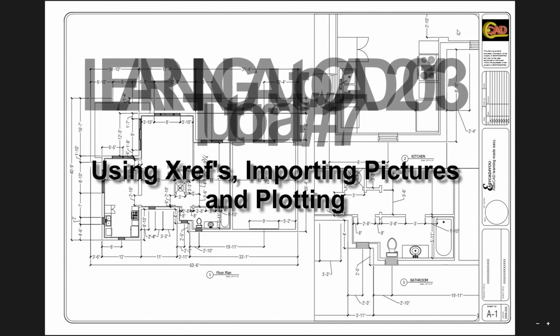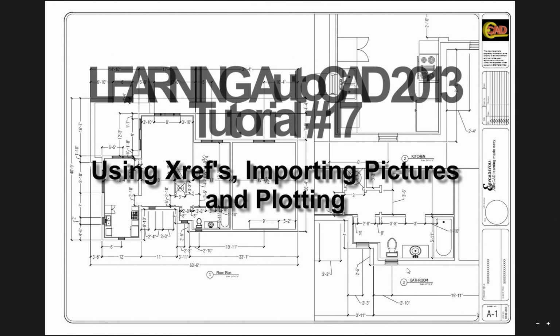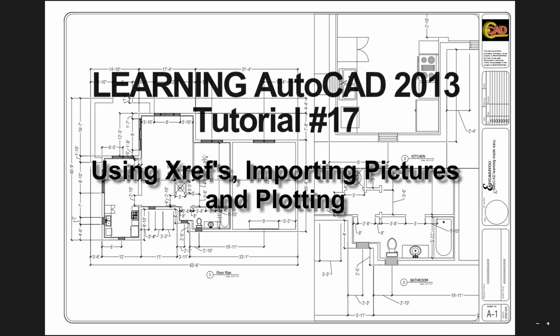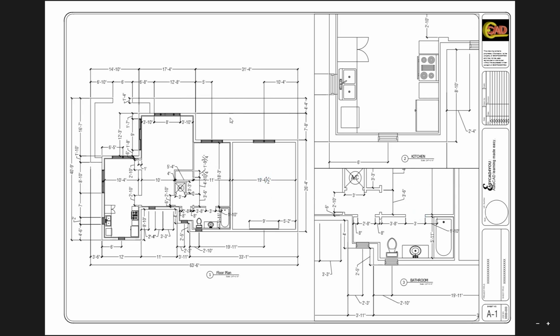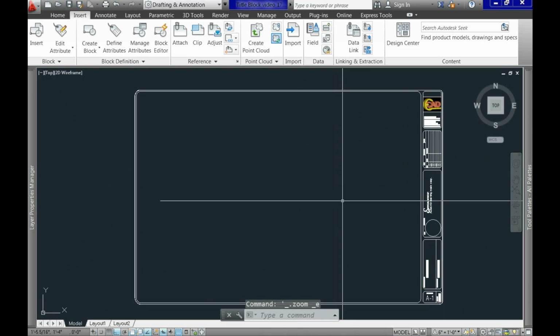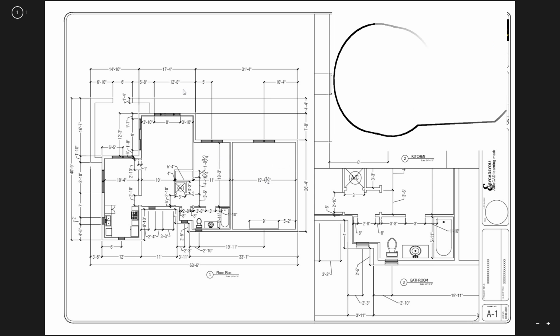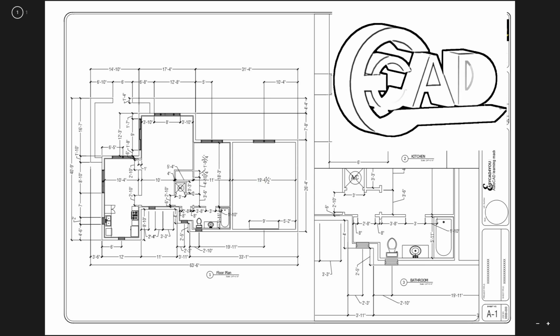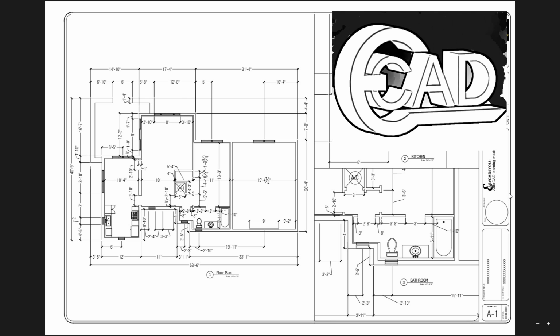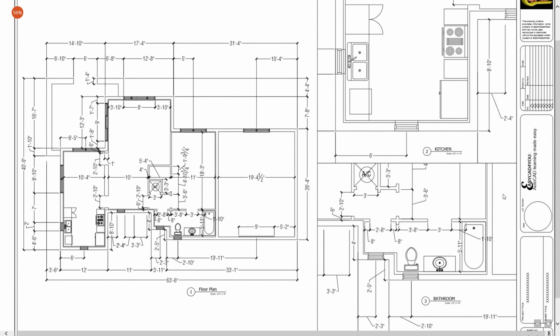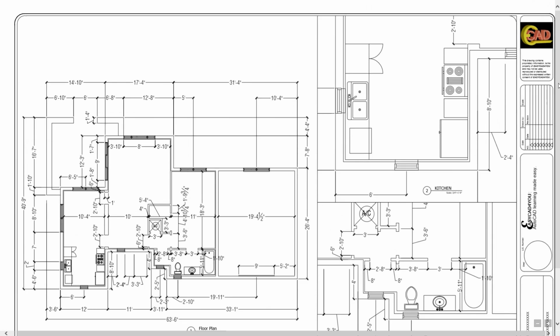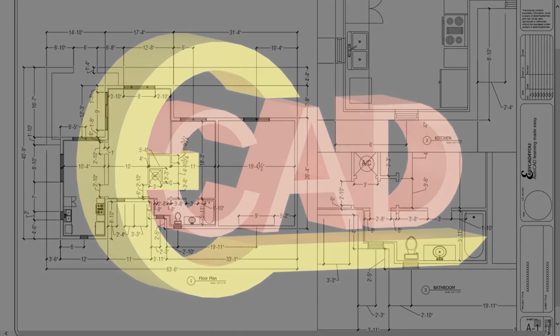Hi and welcome to Learning AutoCAD 2013 tutorial number 17. Today we'll print our little house project, but before that we'll learn how to add a title block to our plan. We'll do it by importing objects like pictures and using external references, or the Xrefs. And finally, we'll close this video by printing our layout or sheet of paper.